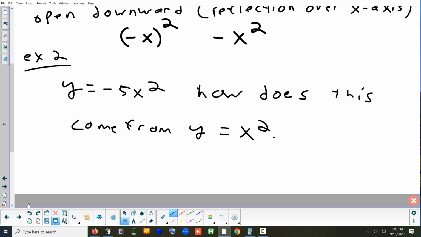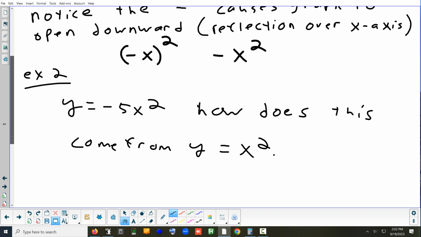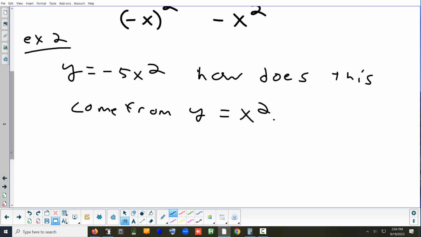Okay, so what they want to know in this one is basically, how could you take the graph of y equals x squared and change it into negative 5x squared? Well, first thing to figure out is how many transformations would it take to change this into that? Yeah? It's either 1 or 2. Anyone have a thought whether they confidently think it's 1 or 2? Isaiah? 2. Yeah, it is going to be 2.